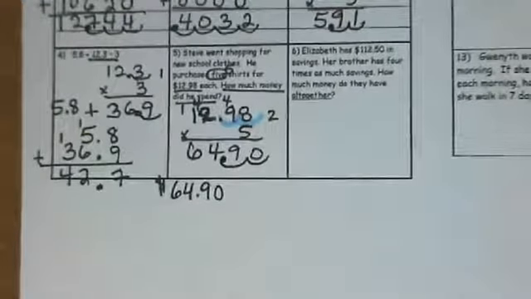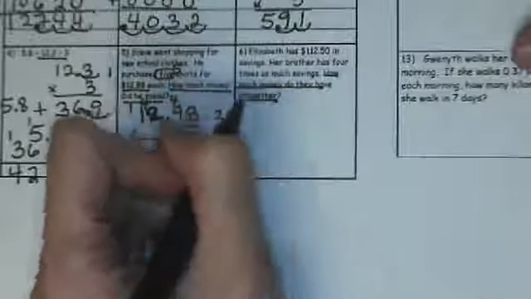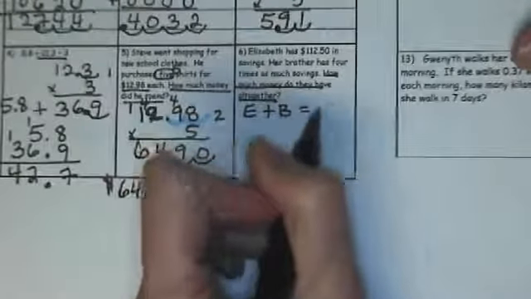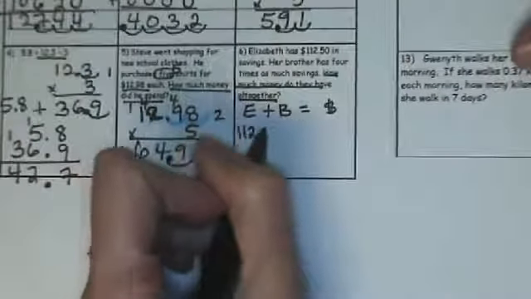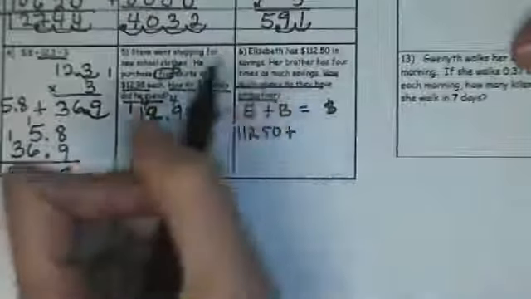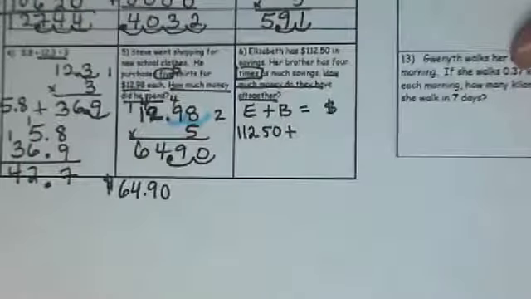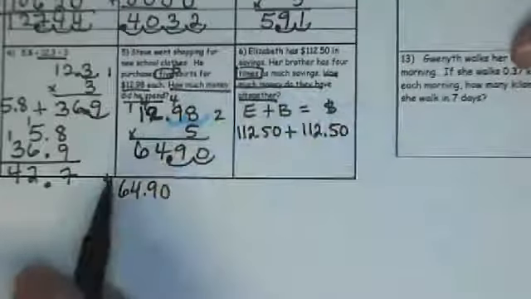Okay, so the last problem, number 6. We have Elizabeth has $112.50 in savings. Her brother has 4 times as much savings. How much money do they have all together? So it sounds like I'm going to add them together. But first I have how much Elizabeth has plus how much her brother has. Means how much money they have together. Okay? So Elizabeth has $112.50. Her brother has 4 times as much as Elizabeth. Okay? So if Elizabeth has $112.50, I'm going to take that and multiply it by 4 because that'll get her brother.